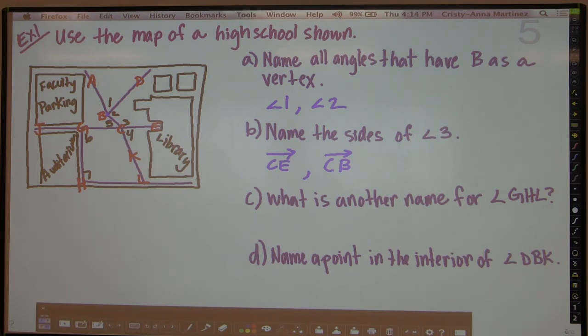Also, I think I'm missing a letter, but it's okay. Okay, so then part C, I'm not missing a letter.